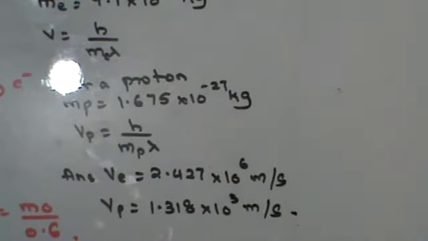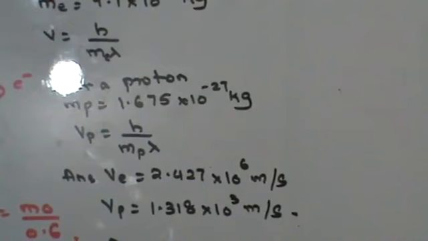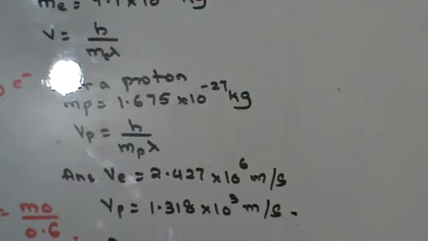Next, let's see another sum, guys. Calculate the momentum of, first part of the question, an electron whose de Broglie's wavelength is 12 Angstrom units.